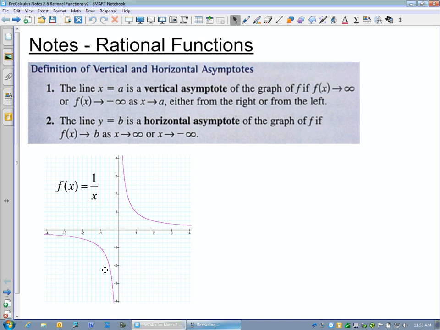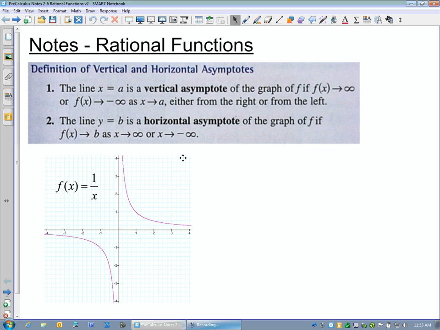And the left branch is the exact same idea, except you have a negative in there. So 1 over a negative number is still a negative number, and the same analysis as far as a large negative versus a small negative number still applies. And so this graph has both a vertical asymptote with the line x equals 0, which is the y-axis, and it also has a horizontal asymptote with the line y equals 0, which is the x-axis.